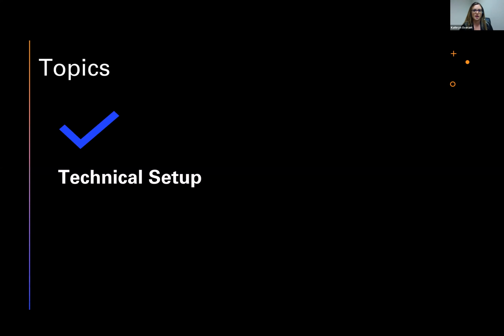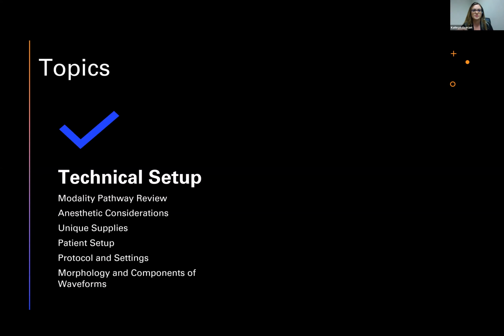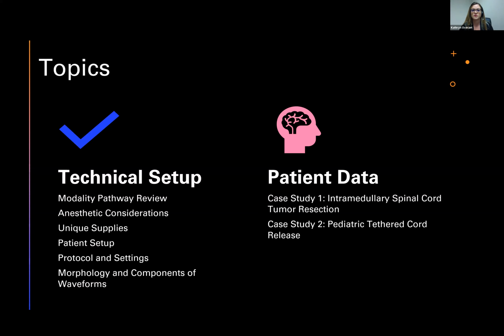Just to give you a setup of how we're going to go through everything, we'll first discuss the technical setups, do a quick pathway review, go over the anesthetic conditions, the unique supplies, and the patient setup, and show you the protocol and settings for recording and stimulation, and then some morphology and the components of the waveforms. And then if there's time, we'll also go through 2 case studies, one of which is an intramedullary spinal cord tumor resection, and then a pediatric tethered cord release.